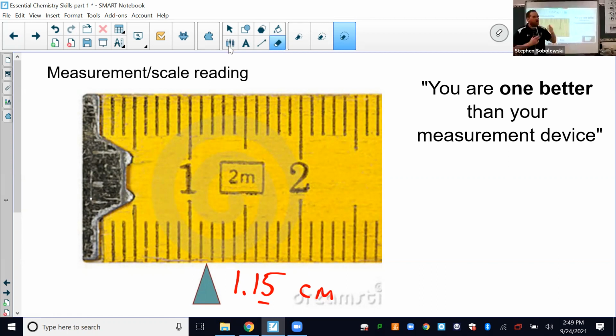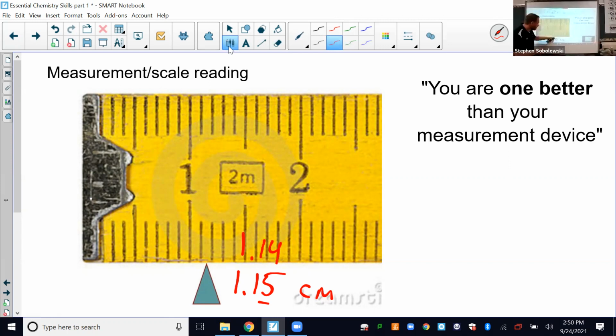For example, you can't say, I kept thinking it was 1.5, or maybe it was 1.14. So you know what I did? I split the difference. And if you plug it into your calculator, what do you get? 1.15. That is halfway between these two numbers. But that is too detailed for this measurement device.